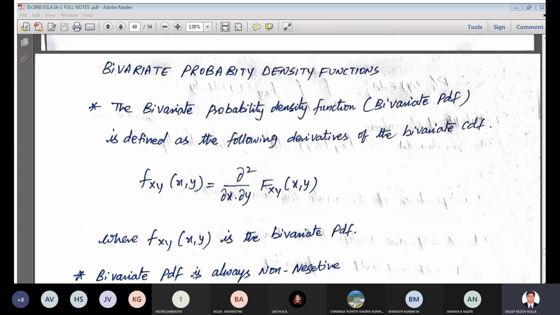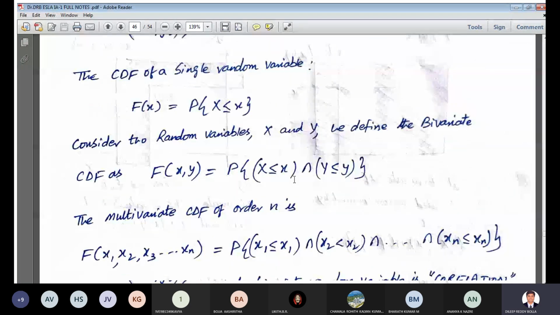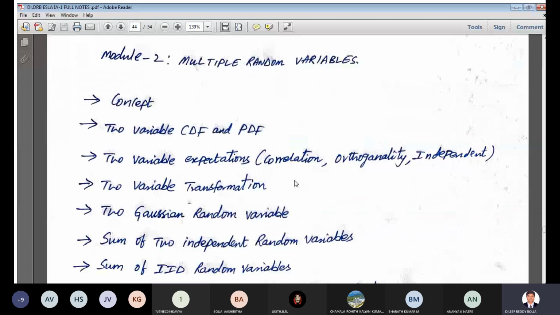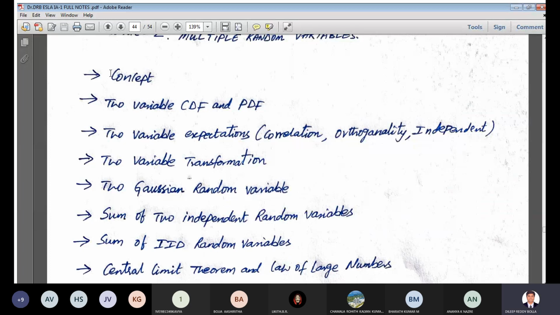Shall we begin the class? So let us look at the contents of module 2. Module 2 is all about multiple random variables. In the first class we discussed the concept of it, and later we discussed the two variable CDF and PDF. Today let us discuss the two variable PDF part.